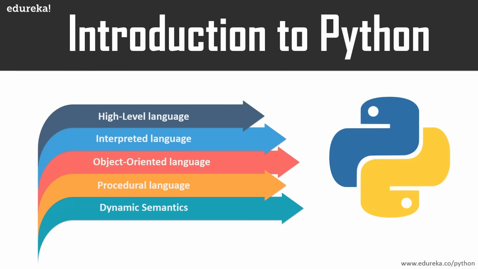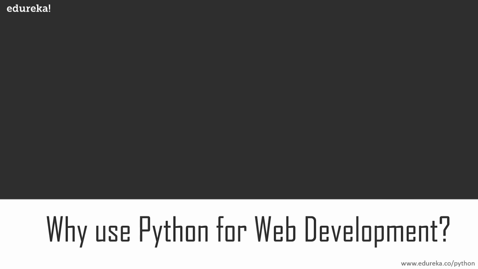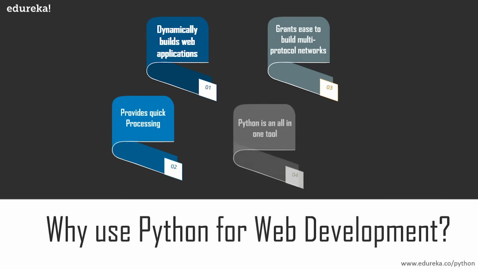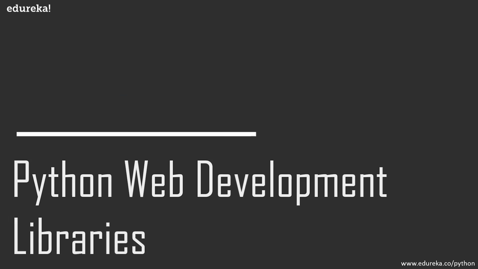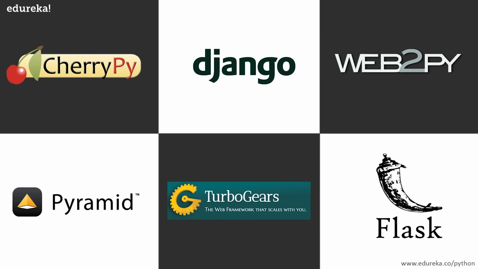Now that we've covered the basics of Python, let's move on and see why Python is used for web development. Guys, Python allows you to build web applications dynamically. It's a very stable language. It also grants you ease to build multi-protocol network applications. The fact of Python being flexible, easy to use, and its quick processing are just a few reasons to mention for its worth in web development. Now that I've explained the features of Python, let's take a walk through some of the libraries that Python provides for web development. Guys, Python provides a number of libraries for web development. Some of the important ones are CherryPy, Django, Web2Py, Pyramid, TurboGears, and Flask.